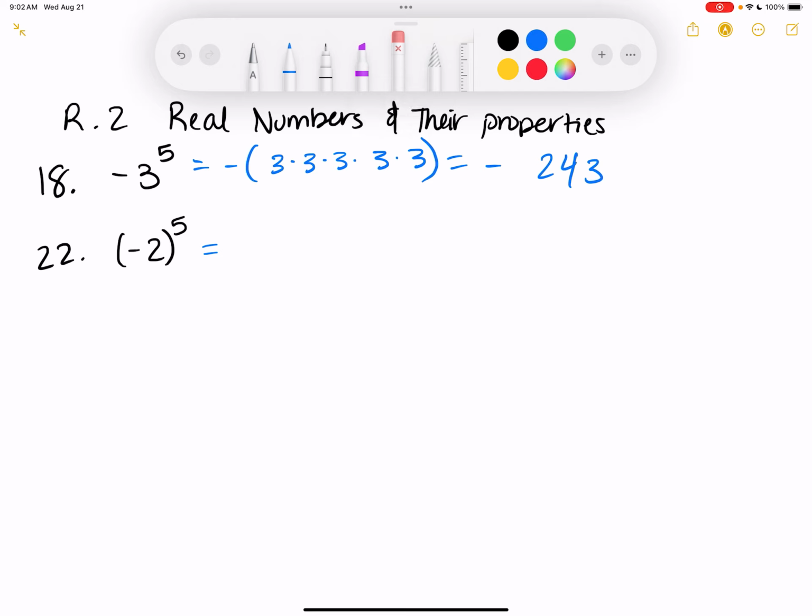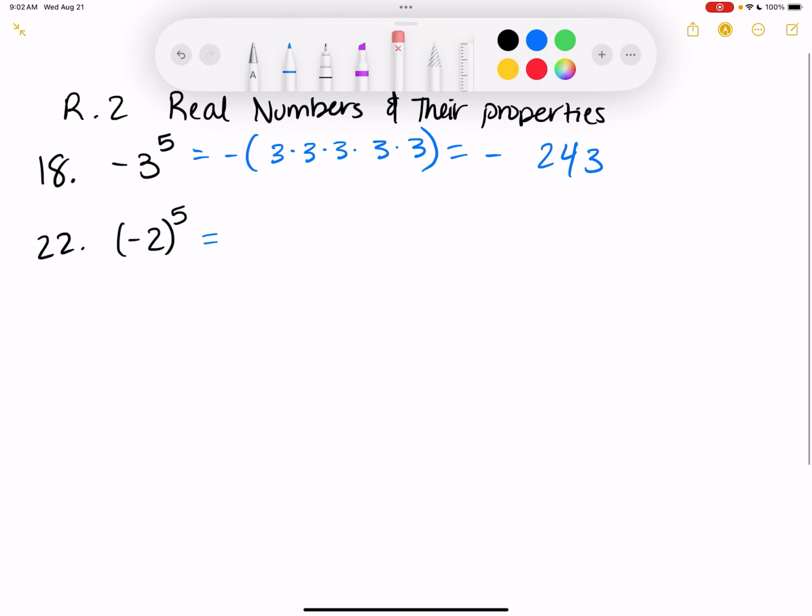So ignore the negative for the moment. What's 2 to the 5th power? 32. And a negative raised to the 5th power would be what? Negative. So anytime you have a negative number raised to an odd power, it's going to be negative. If it's raised to an even power, it's going to be positive.